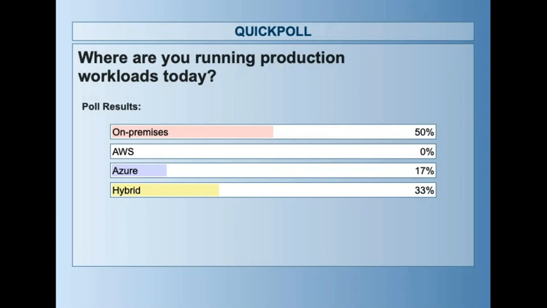So we can see here that the majority of you have workloads running on premises only. So I trust you're using Veeam Backup and Replication to protect those virtual and physical workloads. Nobody has anything running solely in AWS. 17% of you have workloads running in just Azure, and a third of you have hybrid environments, right? Whether that's a mixture of on-prem and AWS, on-prem and Azure, or maybe all three, or maybe just AWS and Azure. Who knows? You can write that in the Q&A panel if you want to be more specific.